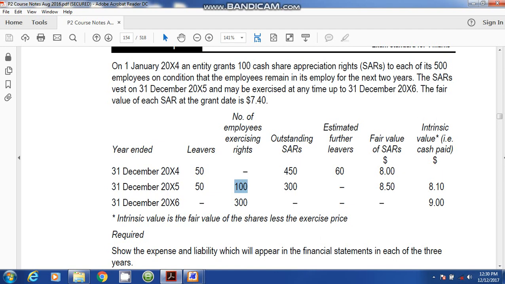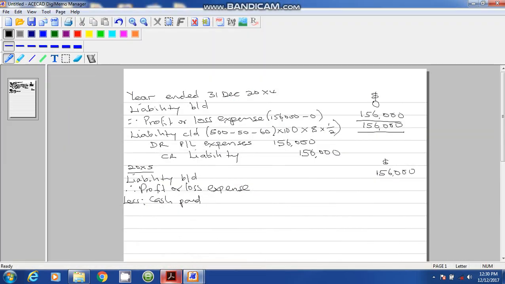100 exercised, each one receiving 100 SARs valued at the intrinsic value of 810. This would be in brackets, it's the cash which has been paid out.